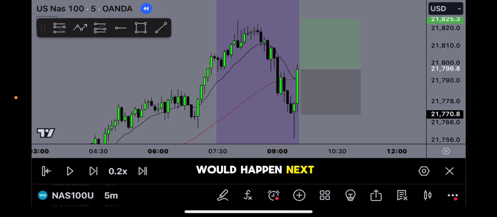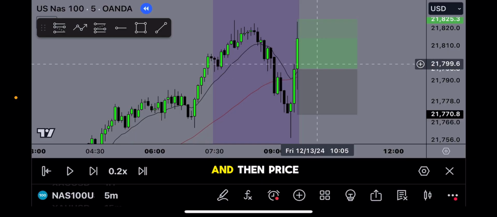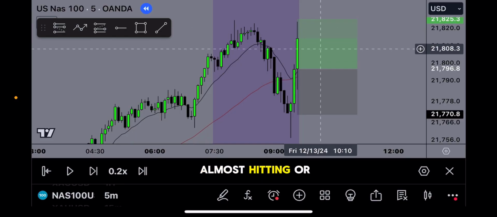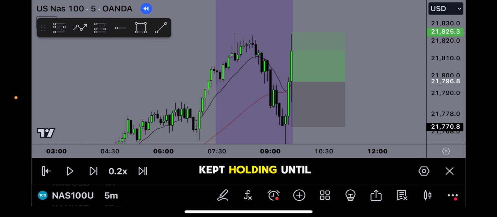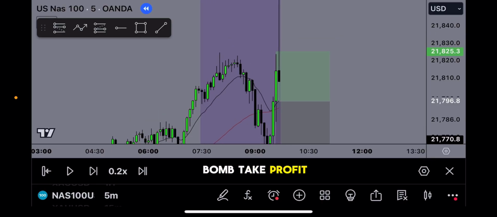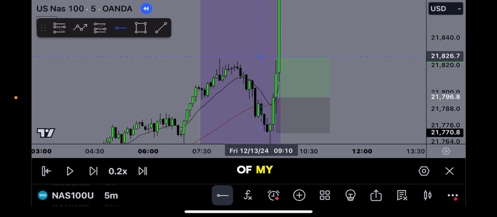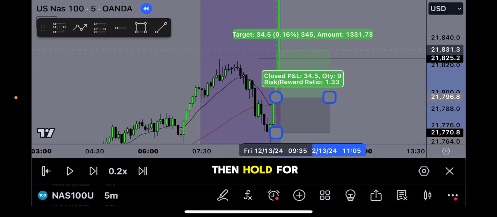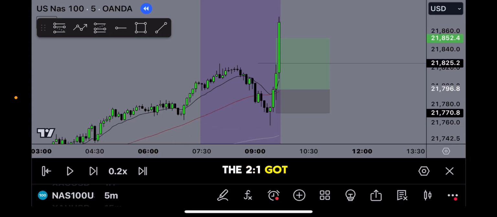Let's see what would have happened next. So I would have got in, boom. The next candle would have opened, we would have been in a little bit of drawdown, and then price would have come up, almost hitting our take profit 1. I would have kept holding until TP1 gets hit or stop loss gets hit. Bam. Take profit 1 got hit. I would have closed out the majority of my trade and then held for 2-to-1. Boom. And then as you can see, the 2-to-1 got hit right there.